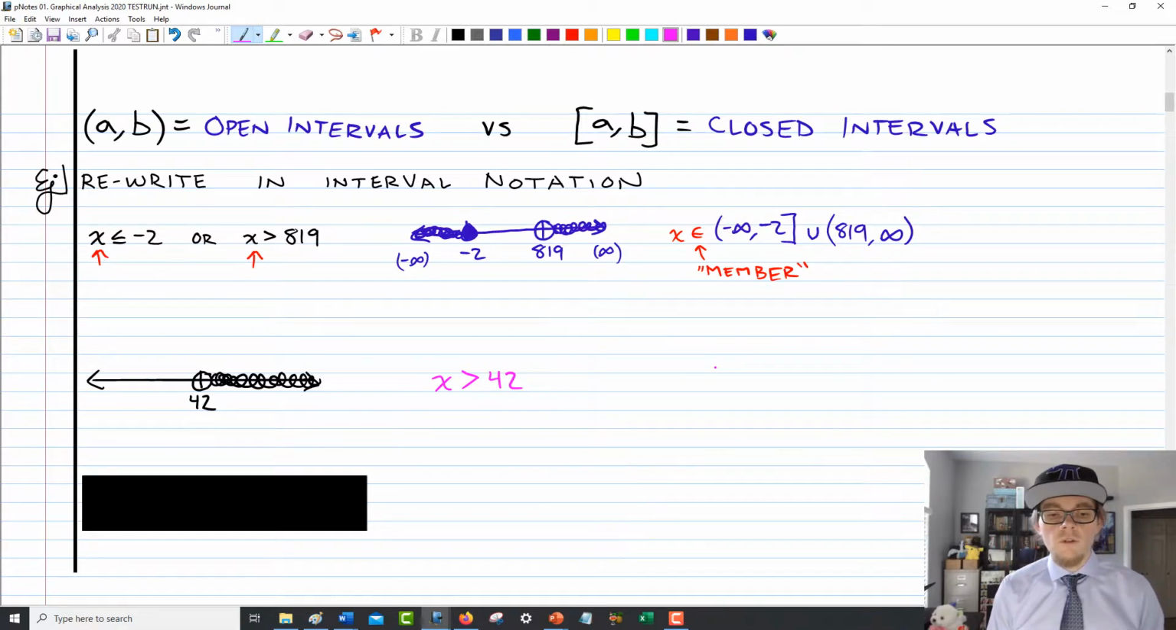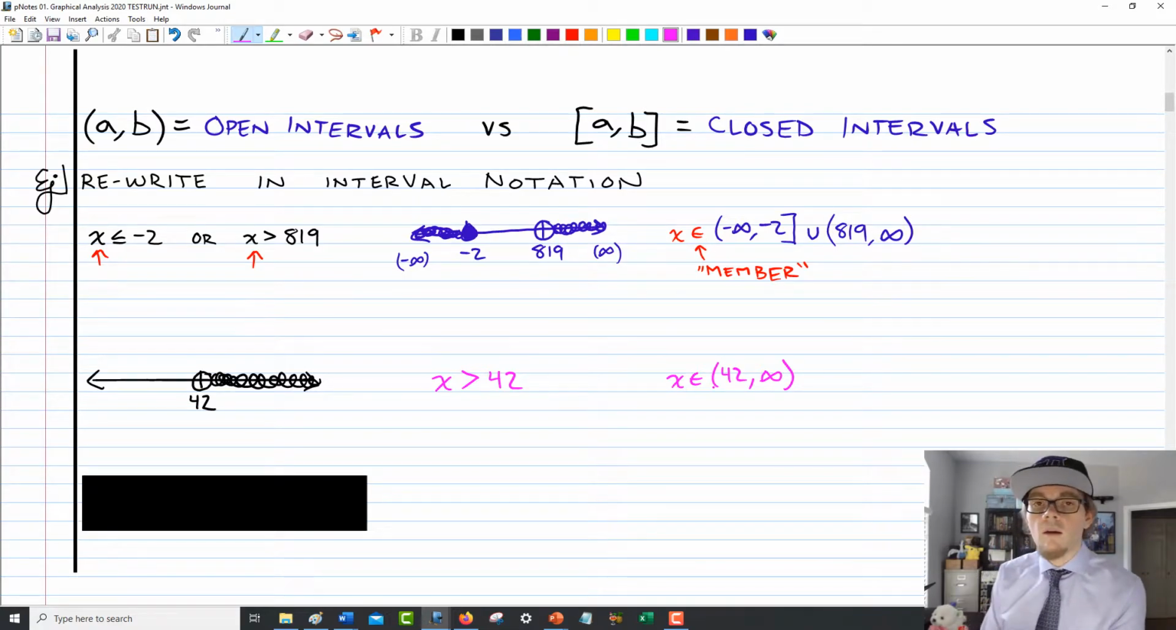And then in interval notation, we'll say that we start at 42 with a soft or open bracket, and we extend up to infinity. The only thing, again, I'd include here is x, or whatever variable. Maybe we wanted to talk about y in this case. We'd say y is greater than 42, or y is a member of 42 to infinity.